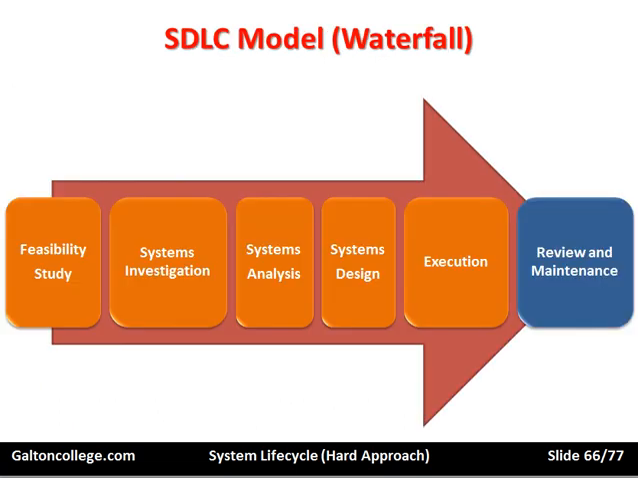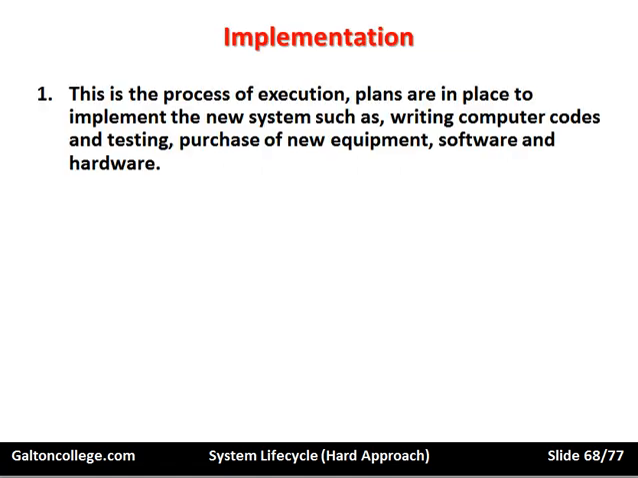And now the implementation stage, or the execution stage. Well, in this process of execution, plans are in place to implement a new system, such as writing computer code and testing, purchase of new equipment, software and hardware. So this is implementation. Everything has been done up to this point. So now it's a question of doing it, putting in the new system. So it's necessary to make sure that all the parts are in place and working properly.